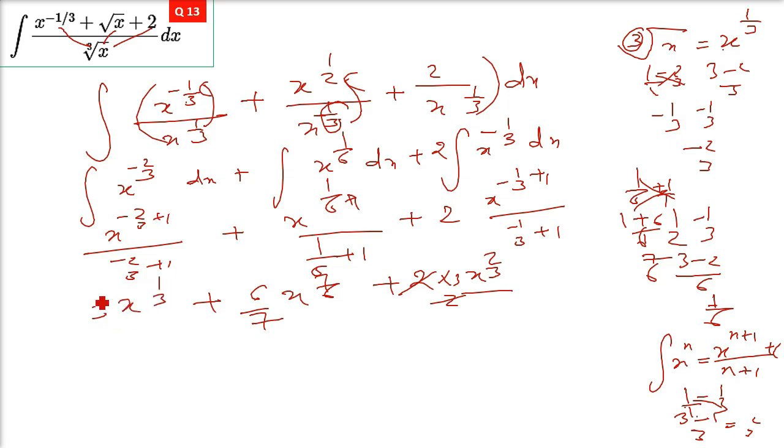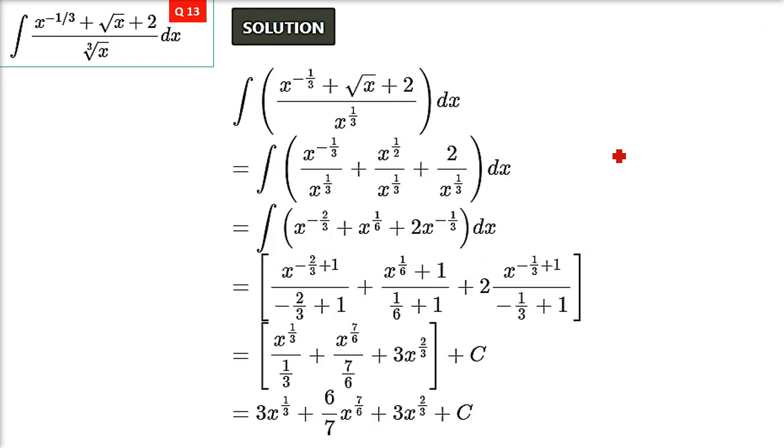So 3, 6 by 7 x raised 7 by 6, and plus thrice of x raised 2 by 3 with a constant of integration. This is your final result. So this is how you are going to write it. It's more clearer than my handwriting, so you are able to understand more of it.